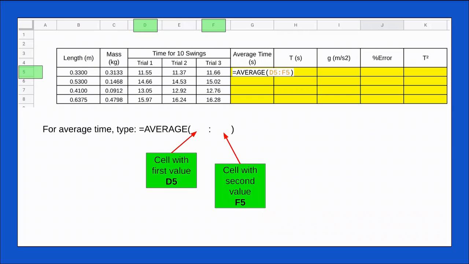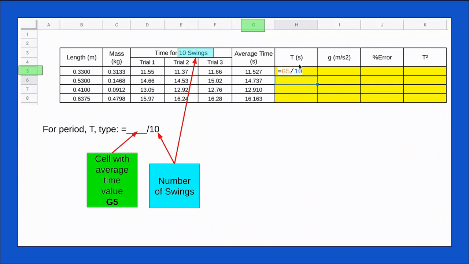This is just a quick summary of the formulas used in this particular spreadsheet file to do all these calculations. So the first one, average time: when I click in the cell, which is G5 in this case, I type in equals, and then I type the word average, open parentheses, and I highlighted the cells D5 to F5 because those were the time trials. Close parentheses and hit enter, and then that'll do the calculations for average time.